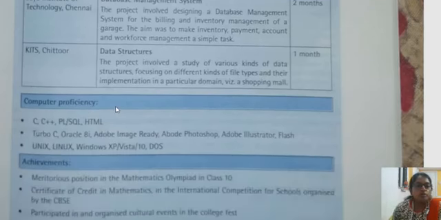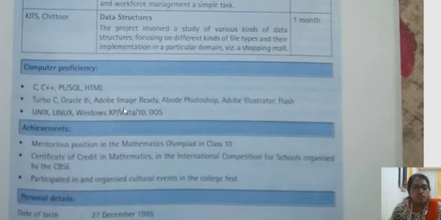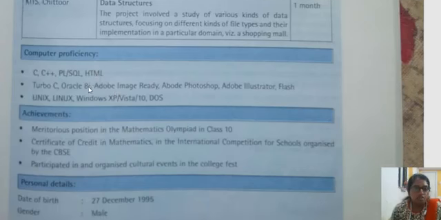Now coming to computer proficiency, instead of computer proficiency you can mention other courses as well, certification courses. Suppose you have done a certification course in AutoCAD or Python, you can mention that. Or any kind of courses you have done, for example a course in communication skills, you can mention that. This is only an example for you. Like you have done C, C++, Turbo, Oracle and so on. Other certification courses you have done, you can mention there.